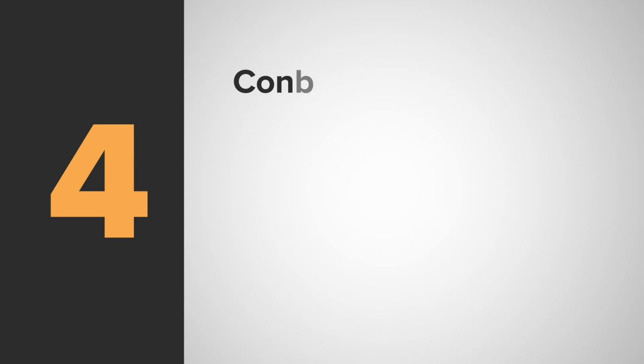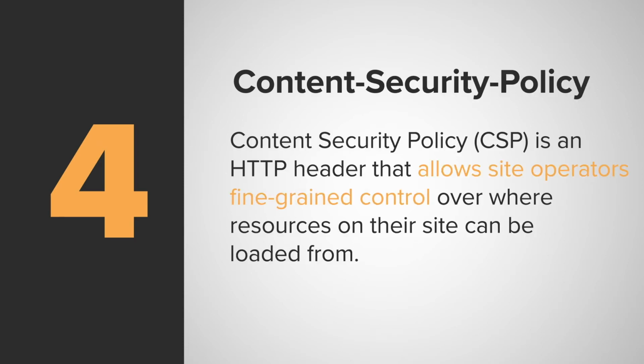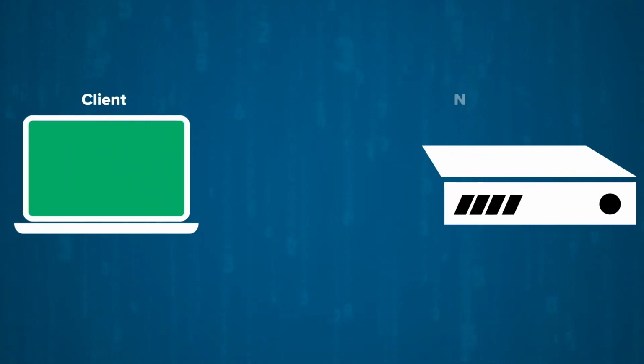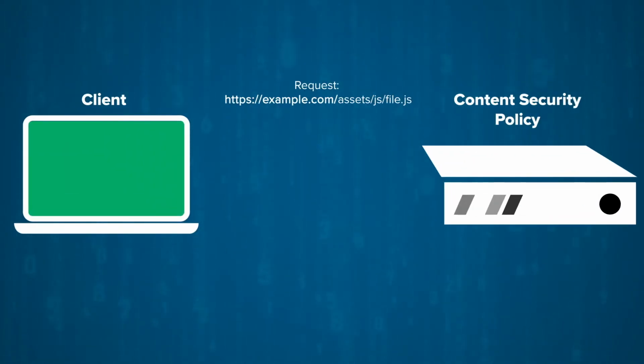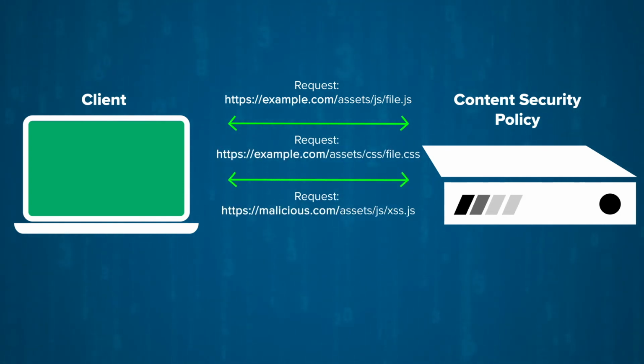4. Content Security Policy. Content Security Policy is an HTTP header that allows site operators fine-grained control over where resources on their site can be loaded from. The use of this header is the best method to prevent cross-site scripting (XSS) vulnerabilities. CSP is mandatory for all new websites and is strongly recommended for all existing high-risk sites.